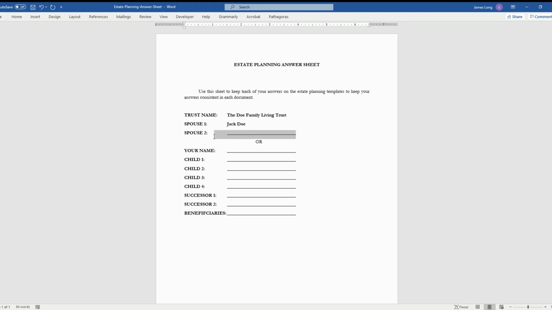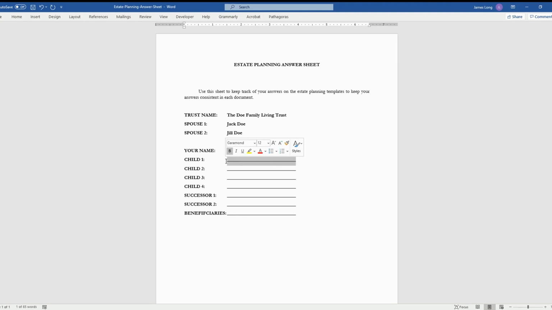All right, so Jack Doe, and he's married to Jill Doe. Jill Doe. There you go. And again, if you're single, the brackets aren't going to say spouse one or spouse two. The brackets will just say your name. So you'll just have the one name. So if Jack Doe was single, he wasn't married to Jill, maybe they're just living together and they're not actually married, and he just wants to do a single trust for himself, he'll put Jack Doe right here. But they're married, so we'll just keep it that way.